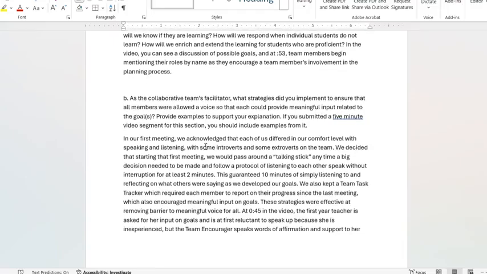Okay, so the second one says, as the collaborative team's facilitator, what strategies did you implement? So this one's all about the strategies to make sure that voice is heard and that everybody has a meaningful input on the goals. So stick to what we're talking about here. We're only talking about the goals. We're not talking about looking at the data or the exit tickets or any of that stuff. Just how did you set these goals up?